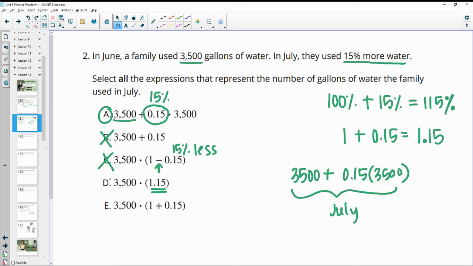D is good, right? It uses the 115% as a decimal, that 1.15 that we looked at over here. So that's good. And then E just has it split up like this, which is fine. These are equivalent expressions, so we can do it like this as well. So E would be good also.